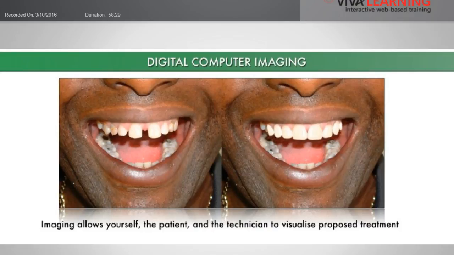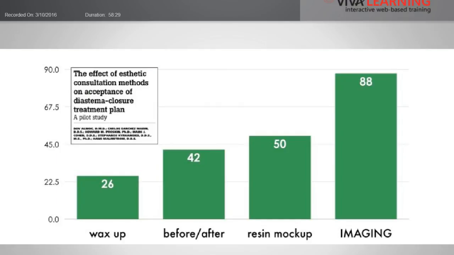There's not been many studies on this, but one of the studies that I came across, which was from the Journal of the American Dental Association, looked at consultation methods and treatment acceptance when it came to diastema closures. What they showed was, if you just show a patient a wax up, 26% of patients accepted treatment. If you showed them before and after photographs of similar cases, then 42% of patients accepted treatment.